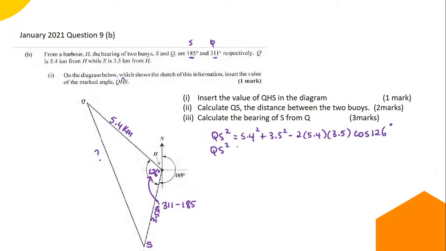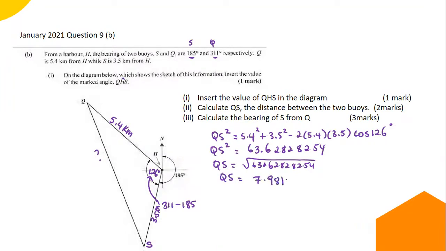So again, I just put all that in my calculator. That's 63.62828254. QS is equal to the square root of that really big number. Again, if you know how to store this number and just find the square root of the previous answer, that will save you a lot of time. So QS is equal to 7.98 kilometers. So we just worked out this here to be 7.98 kilometers.